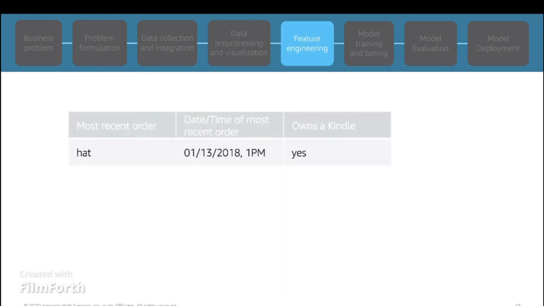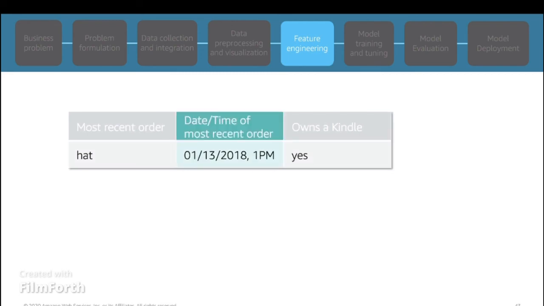We then moved on to feature engineering. We had some features that answered questions like, what was a customer's most recent order? What was the time a customer's most recent order came in? And did customers own a Kindle? When we feed these features into the model training algorithm, it can only learn from exactly what we show it. Here, for instance, we are showing the model that this purchase was made at 1 p.m. on Tuesday the 13th. Unless we want to predict something really specific, or we're doing a time series analysis, that might not be the most meaningful feature to feed into our model.